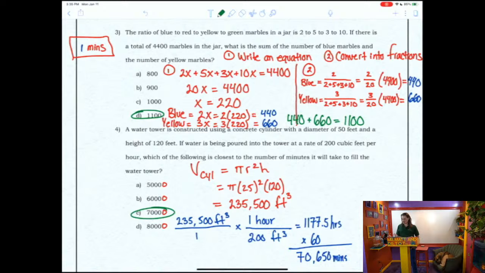So that's the coefficient of 2, which we represented as 2x, and the coefficient of 3, which we represented as 3x. So substituting 220 in for x into those expressions, 2x would be equal to 2 times 220, which would be 440, and 3x would be 3 times 220, which would be 660.